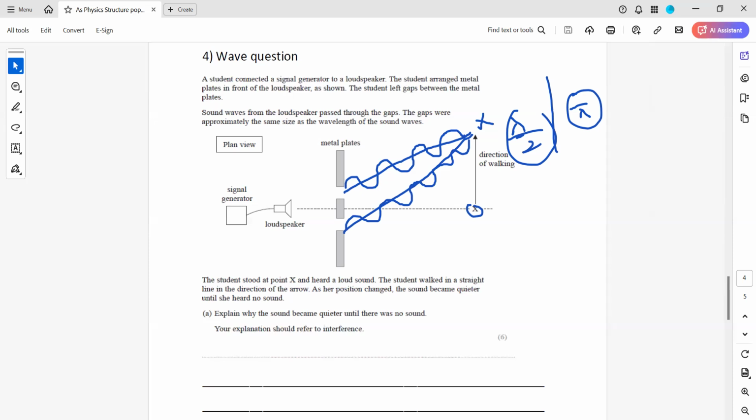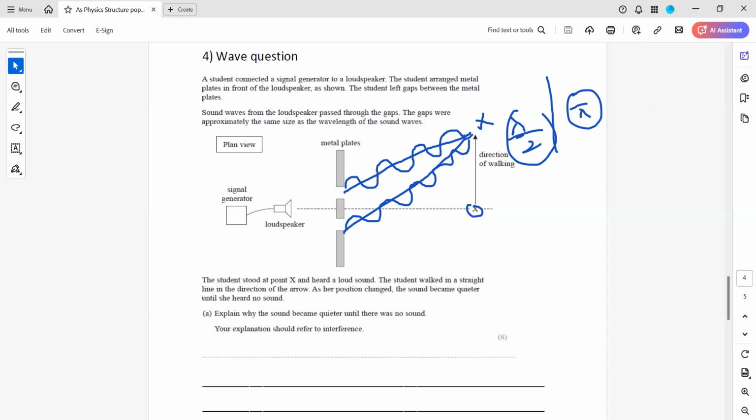So how do you score 6 marks? 1 mark, you mention that when the wave passes through a gap, it will diffract maximally because the gap size is equal to the wavelength. Second mark, at point X, why do we hear a loud sound? Because it's constructive interference. The two waves have a phase difference of zero. 1 mark for mentioning constructive interference, and 1 mark for mentioning a phase difference or path difference. So you got 3 marks overall.